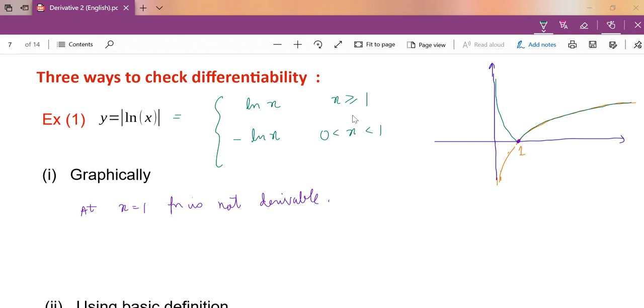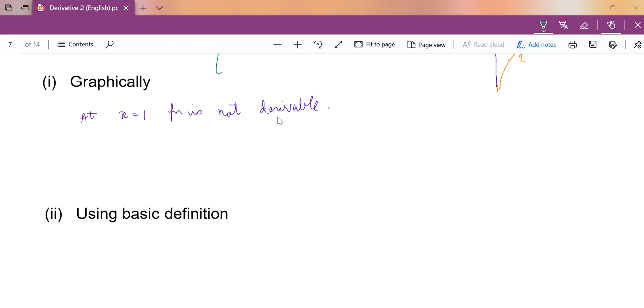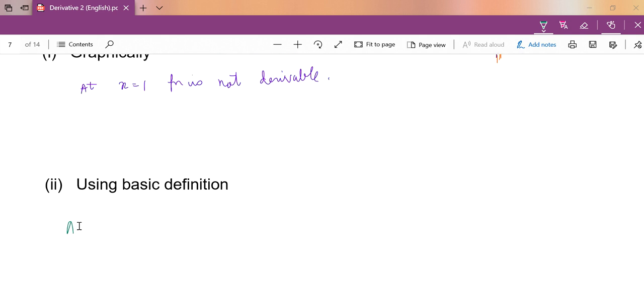So now what do I see? 1 is a problem, right? At 1 you are changing your function. Other than that, your log function is a smooth function. That's why I want to check at 1. So using the basic definition at x is equal to 1, you want to find out whether f prime of 1 exists or not, right? So let's use the basic definition: limit h goes to 0 of f of a plus h, where a is 1, so f of 1 plus h, minus f of 1, over h.